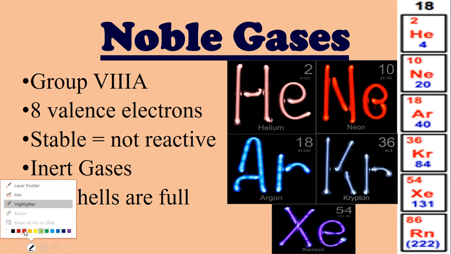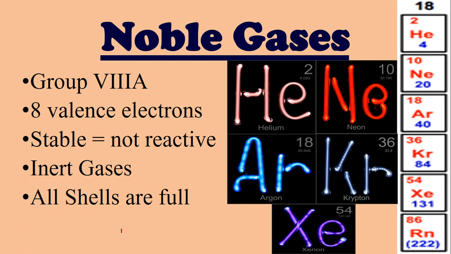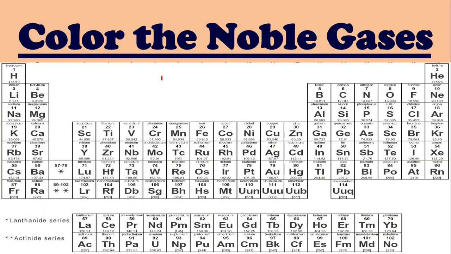The last family I'm going to cover is called the noble gases. It's group 8A, and they have 8 valence electrons, which means that they're stable. They're non-reactive. Remember, stable equals 8 valence electrons. We also call these inert gases, and all of their energy levels or shells are full. So, using your last color, do a little dash, call it the noble gases. Your noble gases are helium, neon, argon, krypton, xenon, and radon.